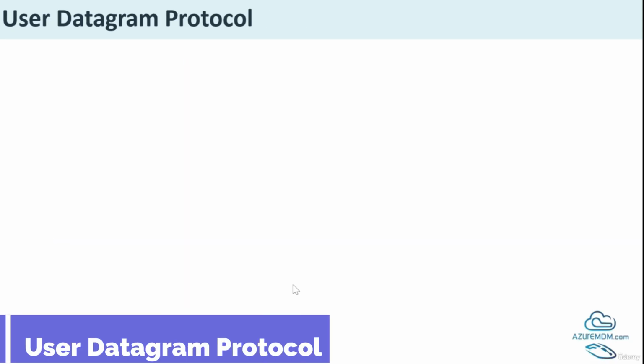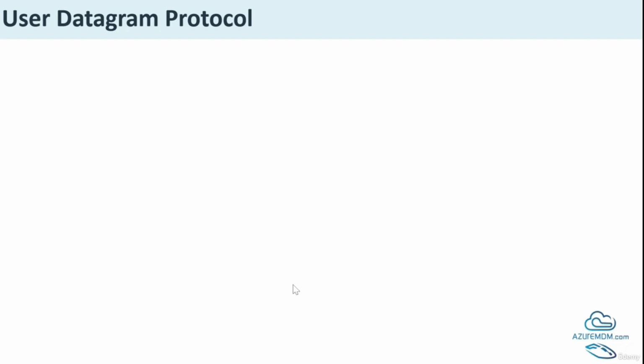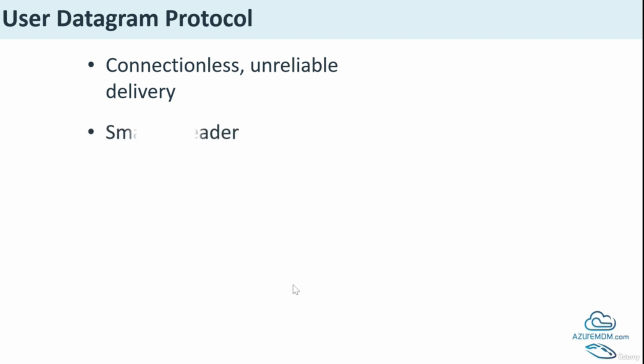User Datagram Protocol, UDP, is a fast and connectionless protocol that sends data without guarantee. So no handshakes or error recovery or packet ordering. It is ideal for real-time applications like video calls or gaming, where speed matters more than perfection. It is a connectionless and unreliable delivery.